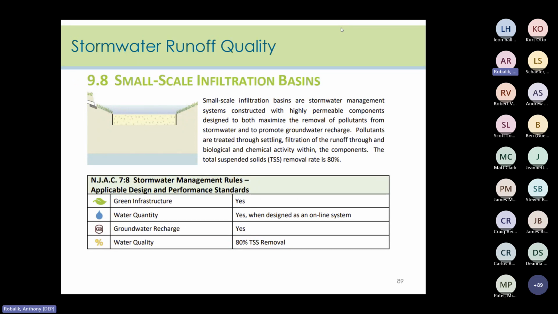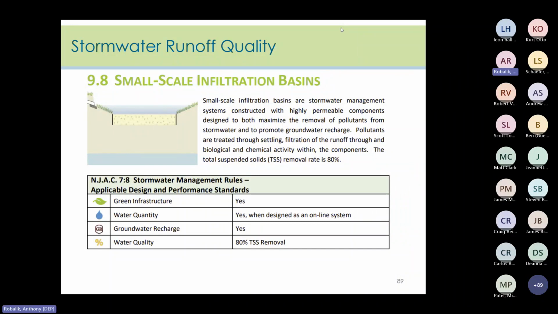So every BMP in the manual has a summary page or pages. This is the page for small scale infiltration basins. The paragraph at the top describes how the BMP functions to remove pollutants and lists a TSS removal rate.